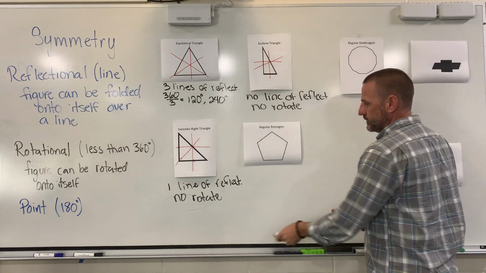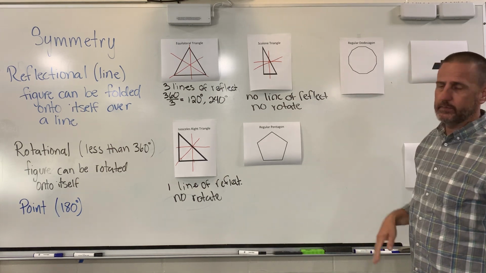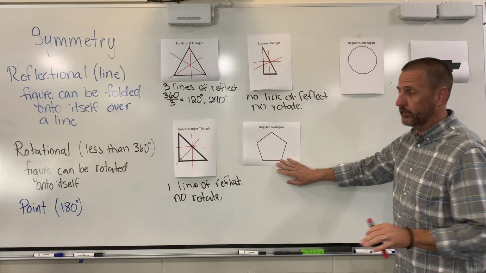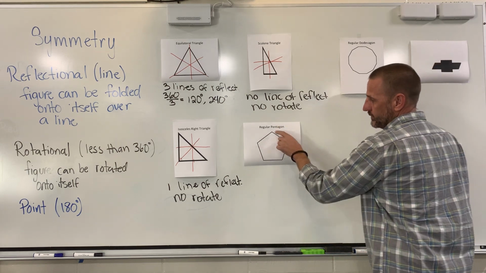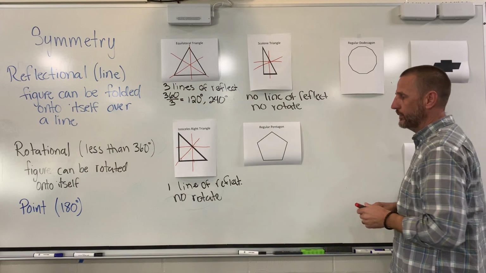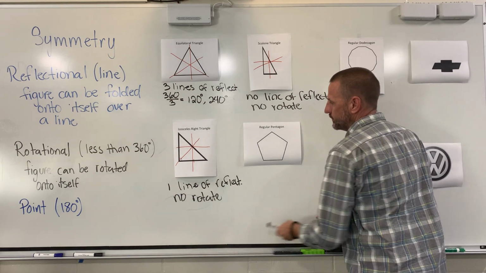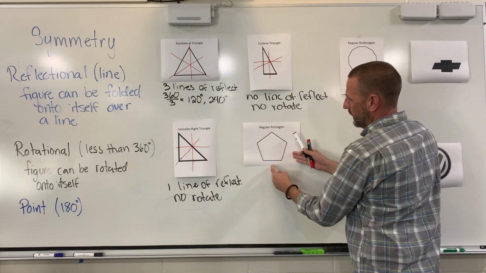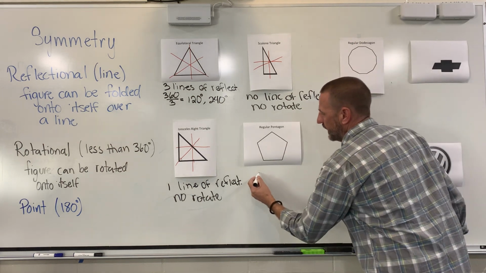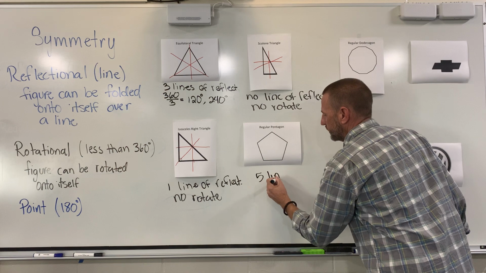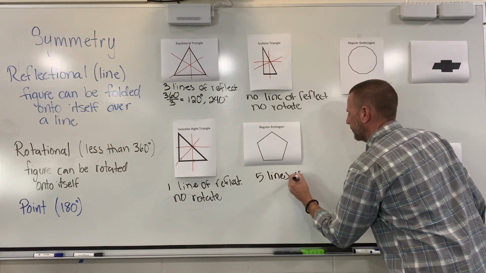So let's get back to some shapes that we do know have lines of symmetry, and that would be something that is regular, like this pentagon. 5-sided figure, all angles are the same, all sides are the same. This has 5 lines of symmetry. I can draw a line this way, this way, this way, and so forth. It has 5 lines of reflection.